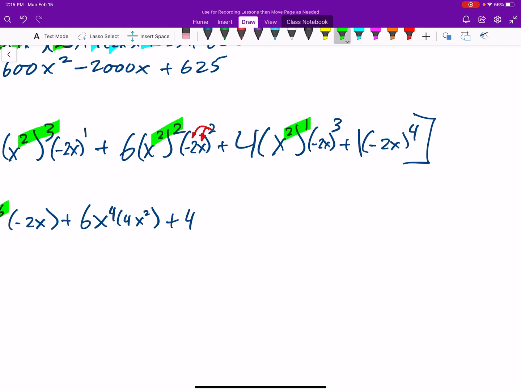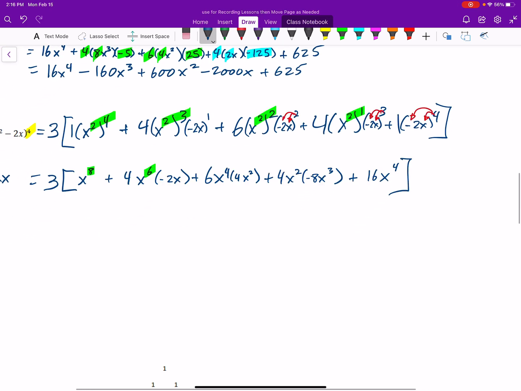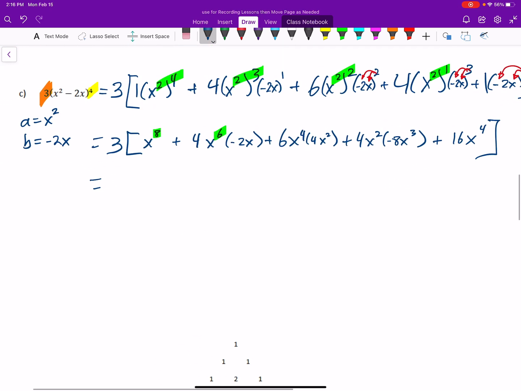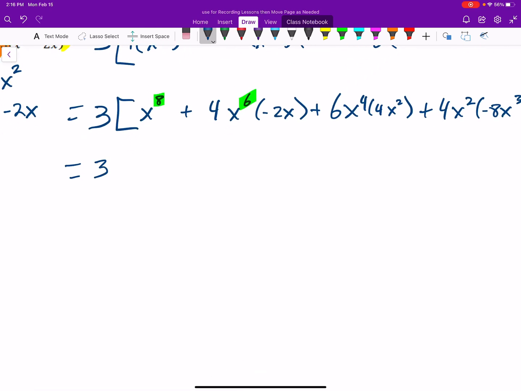4 x squared, and this one is going to become negative 8 x cubed. And the last one is going to be positive 16x to the 4 times 1, which is still just positive 16x to the 4. End bracket. All right. We're on a roll. Let's see what we can do now. Let's write the 3 down again. x to the 8, nothing to do with that.